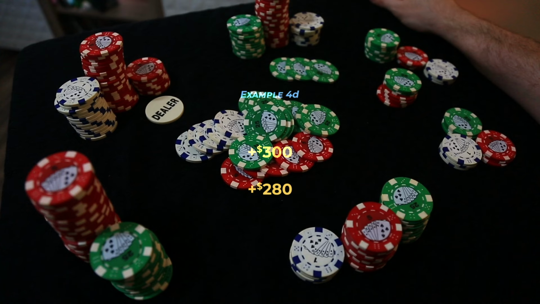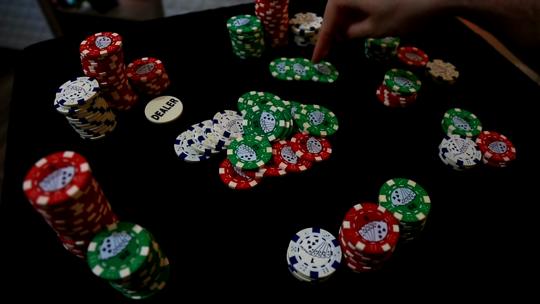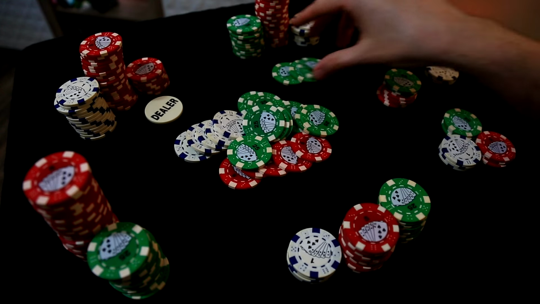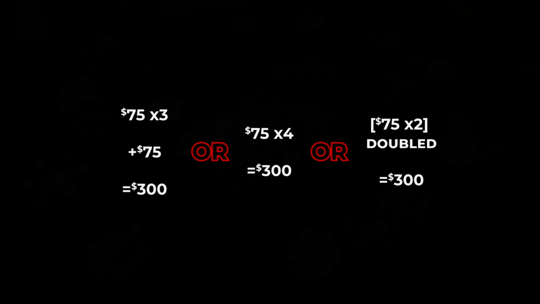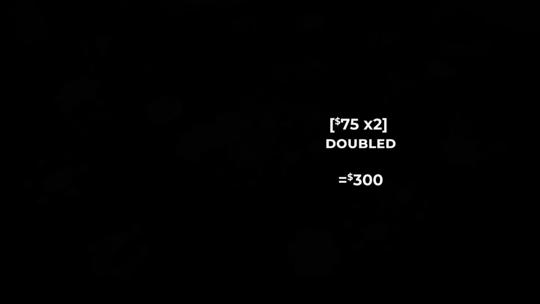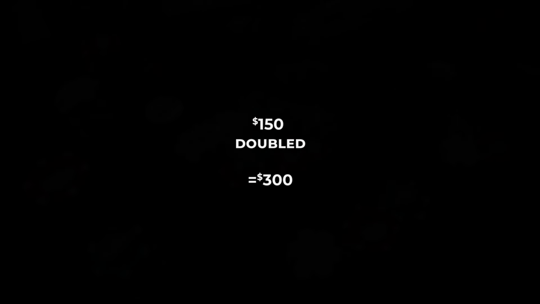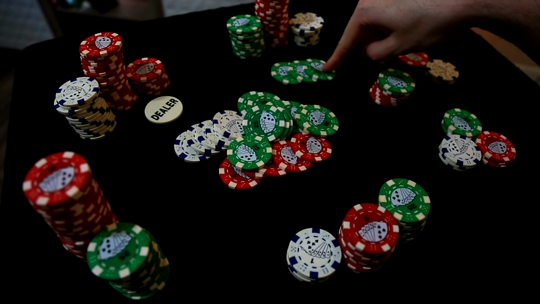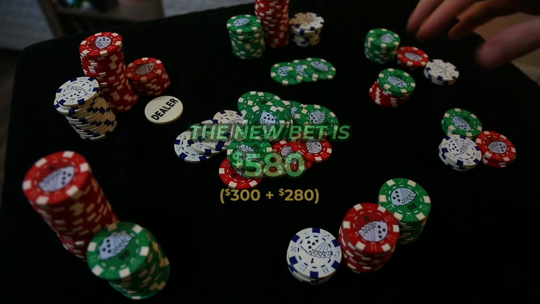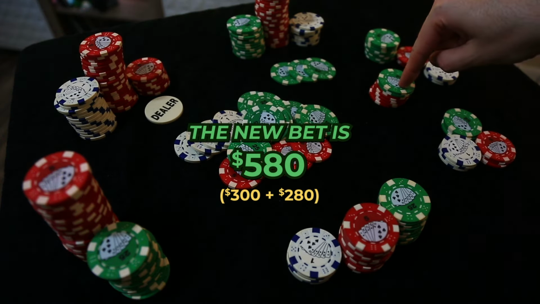But let me show you a shortcut right now. In a situation like this, where there's a drag and there's only one bet ahead of it, instead of doing 75 times 3 plus 75, it's the same thing as doing 75 times 4, or doing 75 times 2 and then doubling it. That's the traditional way that I figured this situation out. It would be 75 times 2, which is 150, and then that doubled gives you this combination of 300, which is the same thing as doing the previous bet of 225 plus 75, that's 300.